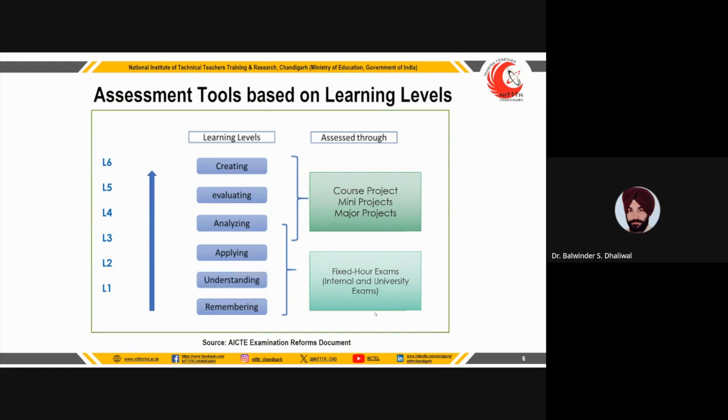are suggested as more useful for the lower order thinking skills, LOTS, which we say as L1, L2, L3. These three levels are called LOTS, lower order thinking skills. To some extent, we can also assess up to analyzing, L4. But this is the suggested level of using these fixed hour examinations. For the upper levels, higher order thinking skills, HOTS, it is suggested that we should use other kinds of assessment tools like various kinds of projects or other such activities.